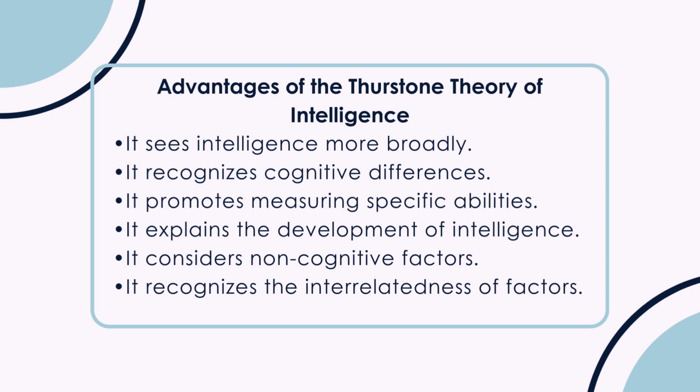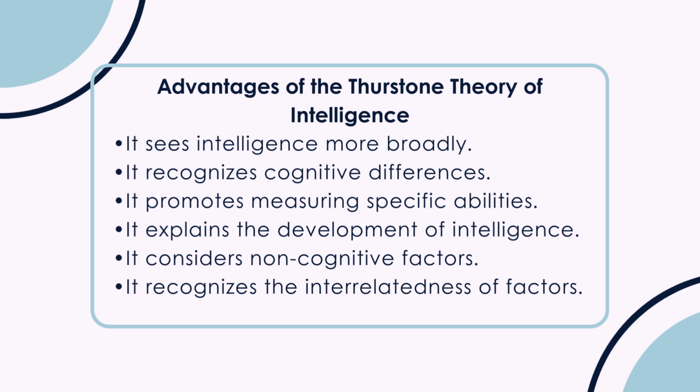Number 4, the theory explains the development of intelligence. The theory says that the main abilities grow at different rates in a person. The growth of one ability affects and is affected by others. How they grow over time makes up a person's total intelligence. Total intelligence comes from the growth of many abilities. This explains how intelligence develops over time.